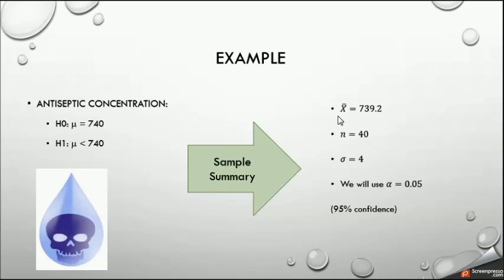We also summarized the sample mean, or the average, to be 739.2 parts per million. Also, in our hypothesis we are lucky to know the population standard deviation, or the variance. So sigma is known, for example sigma equals 4. This is a given value. We will also use the same confidence level of 95%, and alpha is 0.05.